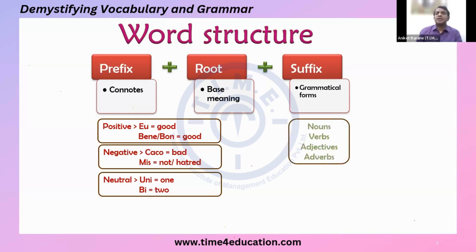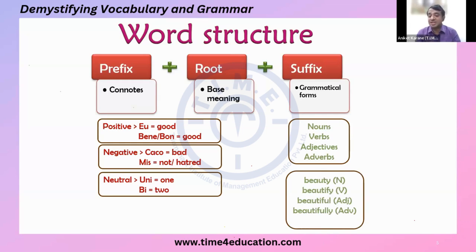Now, as I said, suffix changes the grammatical forms. What does grammatical forms mean? They change the parts of speech. If I have a word and I change the suffix, there's a high chance that you're going to change the parts of speech of it. Let's look at an example. Beauty is a noun. When I change it to a verb, it changes to beautify. So I change the suffix to ify. If I want to change it to an adjective, I add beautiful. If I want to change it to an adverb, I do beautifully.